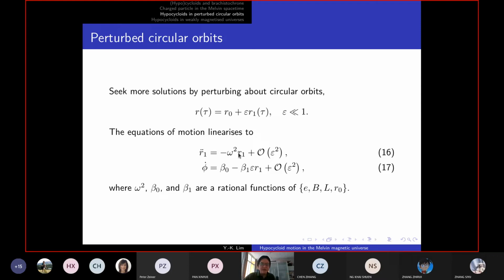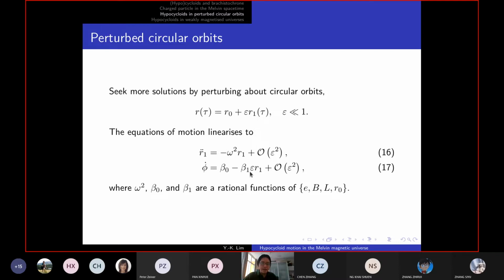So the equation for r1, to second order, is just the harmonic oscillator equation, if you neglect order epsilon squared and beyond. So the solution is just sine and cosine, easy to solve. Once we solve this, I can put the linearized equation for phi, just put this in and then integrate it directly. So we can find new solutions in this way.